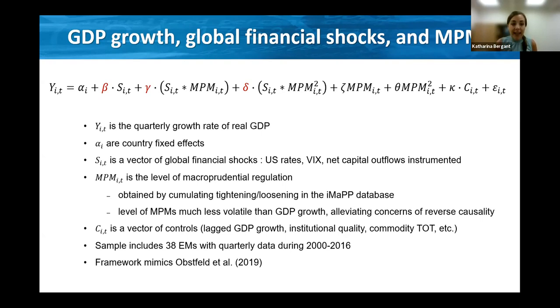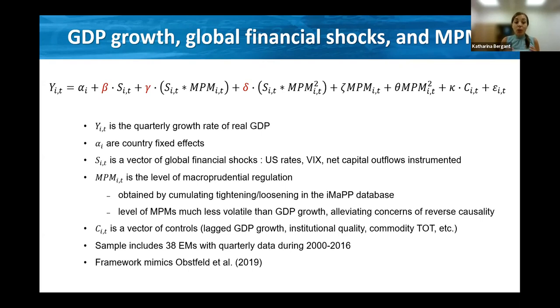and so on. Let me start by saying that the vector we'll be looking at, the global financial shocks, on the right-hand side, is the vector S, which will include the shock to the US rates. These are shocks to the change in the rate following Iacovello and Navarro. Then we have the shock in the risk premium, which is the VIX. And then we have shocks to the supply of foreign capital, which are net capital outflows, but they are instrumented by net capital outflows from all the other countries around.